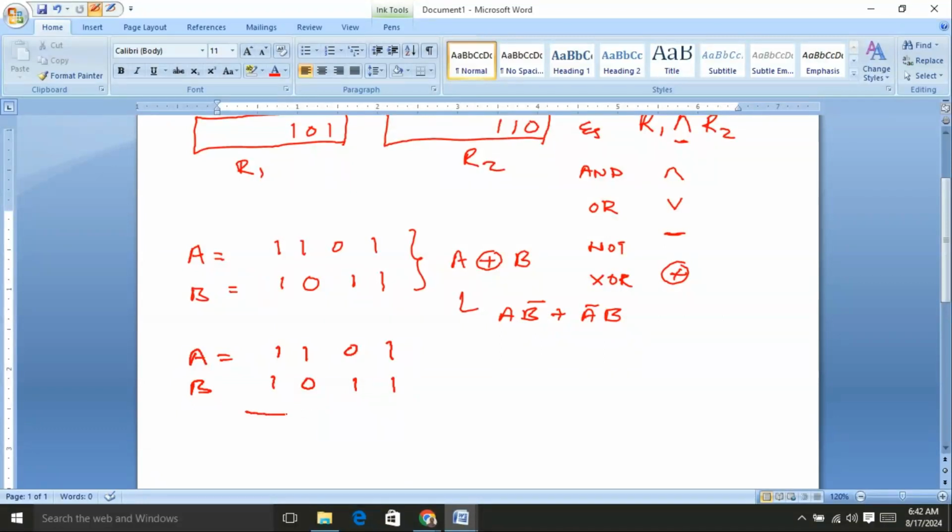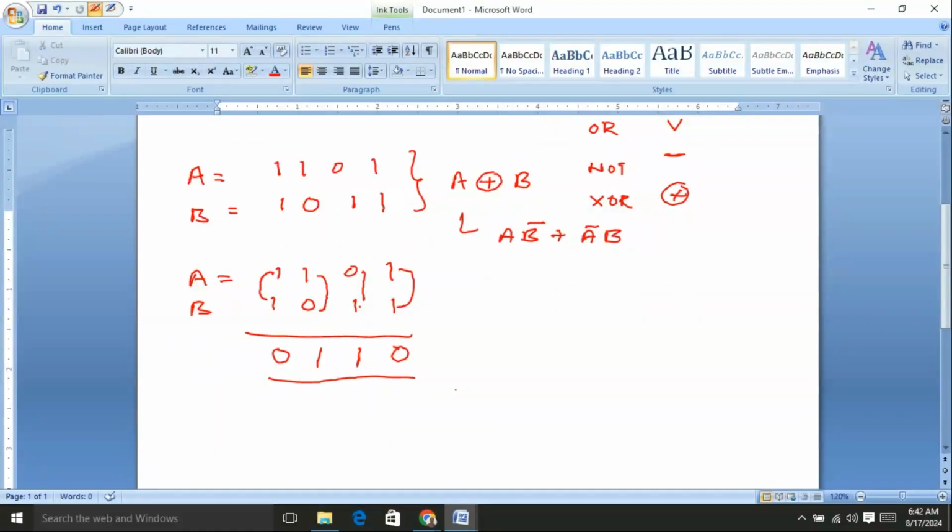That means this bit is exclusive ORed with only this bit, and 1 exclusive OR 1, the output is 0. This bit is exclusive ORed with this bit only: 0 exclusive OR 1, the value is 1. And this bit with this bit only: 1 exclusive OR 0, the result is 1. And 1 exclusive OR 1, the result is 0. So hence we understand that the logical micro operations are performed bitwise on data stored within the registers.